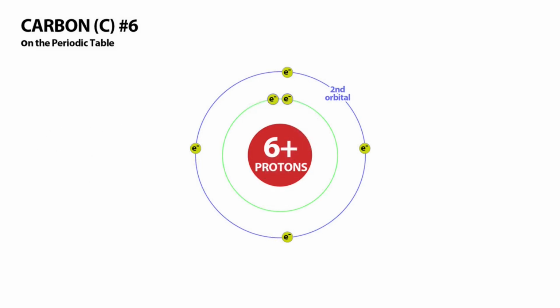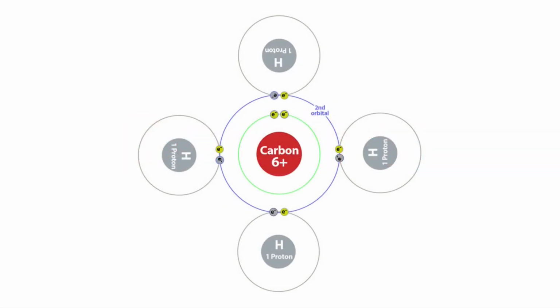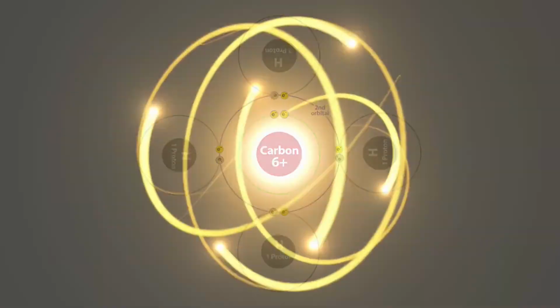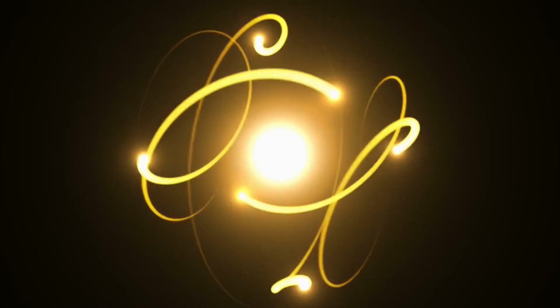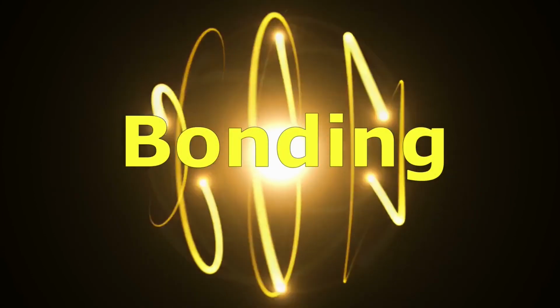Another way for atoms to attain a stable electron configuration is by bonding. Bonds are a way for an atom to share electrons with other atoms so that they can both compensate for an insufficient number of electrons in their outer shell. To better understand the details of how bonds allow atoms to share electrons and stabilize their outer shells, click here to watch our next lecture on bonding.